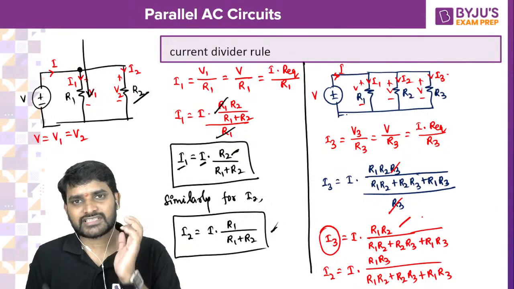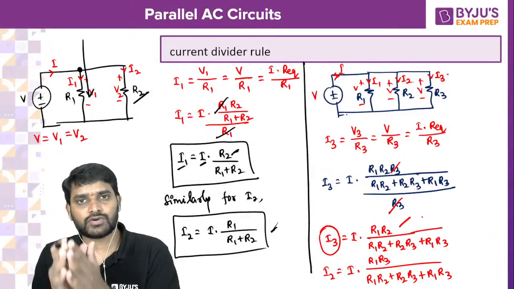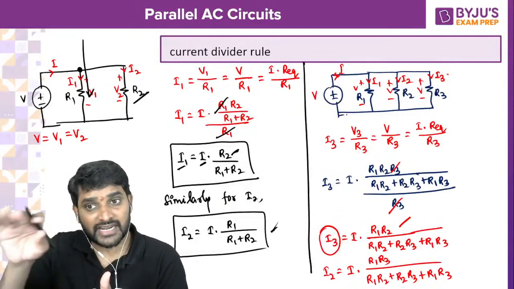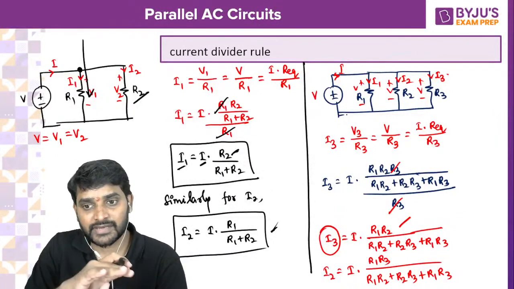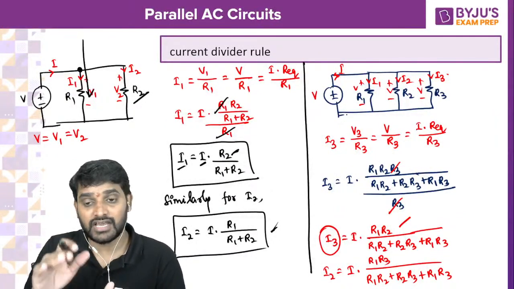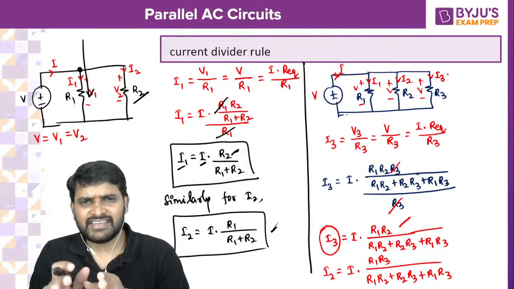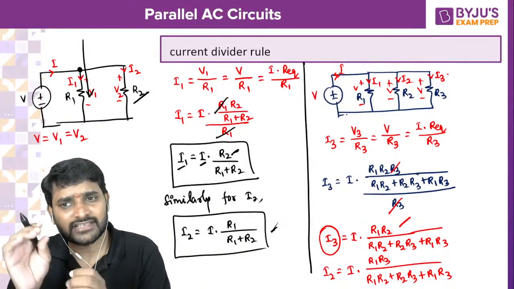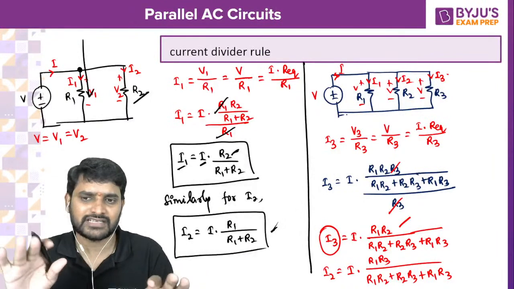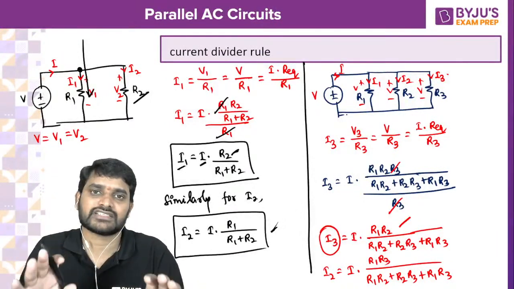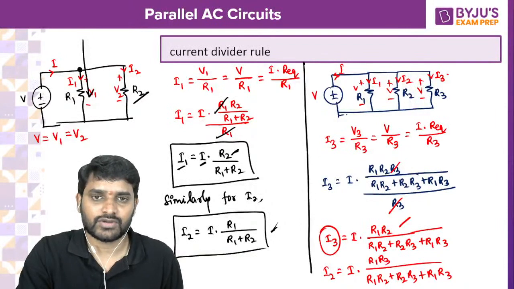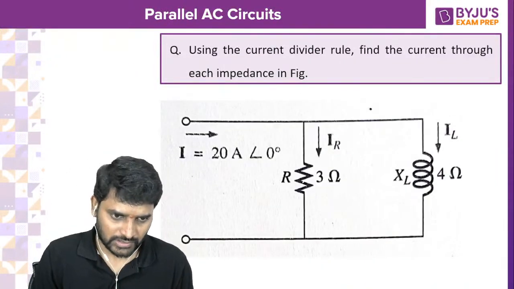Similarly, you can calculate for I1 also. Total entering current into the other branch resistance, R2 into R3, divided by R1 R2 plus R2 R3 plus R1 R3. In the same way, even if you have inductive reactance or capacitive reactance, it doesn't matter. You just take up the J notations, including the J notations. Okay, do this one now.